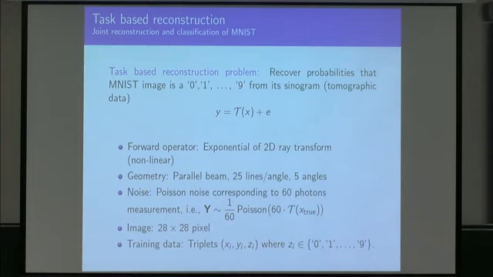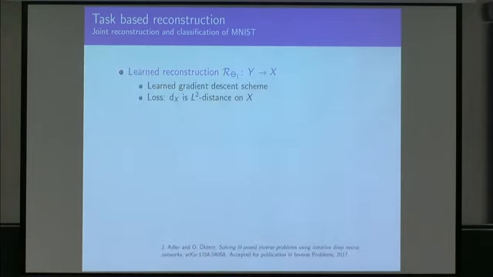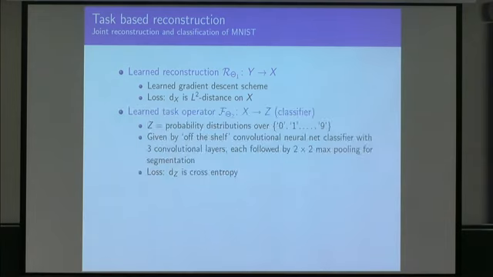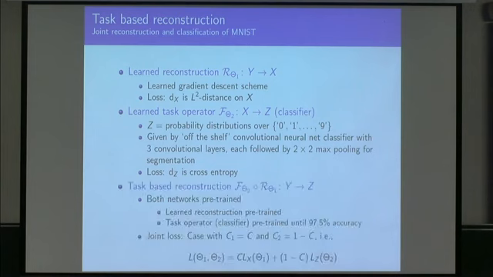And of course, we want to do the joint. Here we are doing joint training, so we are doing the learned reconstruction method again for the first part. The task operator now is a classifier. It's again an off-the-shelf classifier. We didn't really put that much effort into it. And the loss measure there is the entropy, and then you do the joint training here.